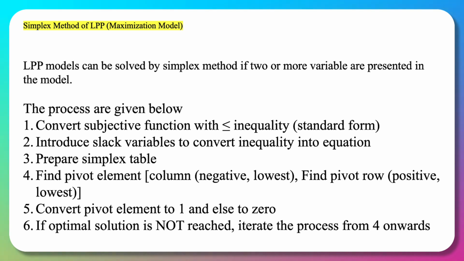In the simplex method, LPP models can be solved if two or more variables are presented in the model. The graphical method is very useful in lower dimensions, for example, if there are two variables. If we have more than two variables, then we are looking at some higher dimensional shape. Then we cannot interpret anything easily in three dimensions or higher dimensions visually. Therefore, the simplex method gives an algorithm for solving this problem with any number of variables.